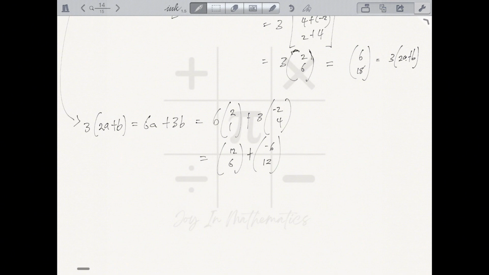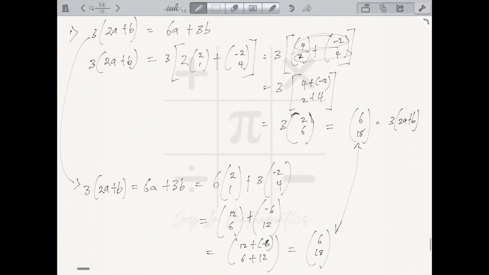So now it's time for the addition. The addition will become 12 plus -6 for the x component, and the y component will become 6 plus 12. This will result into 6, because 12 plus -6 is equal to 6, and likewise 6 plus 12 is equal to 18. Now we can see that both answers are equal. So we are able to solve question 1 in two ways. Let's move on to question 2.